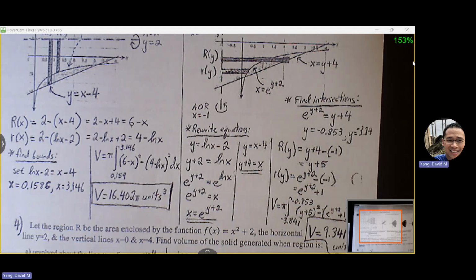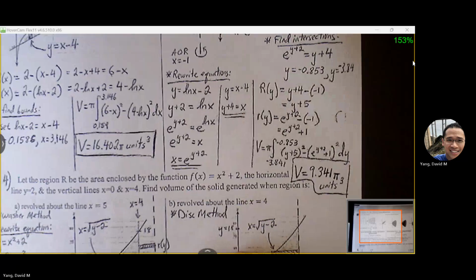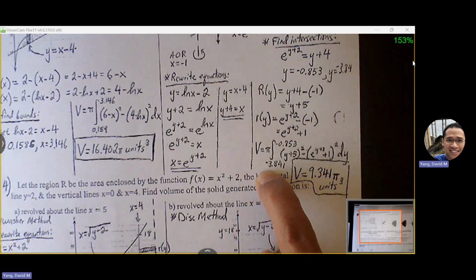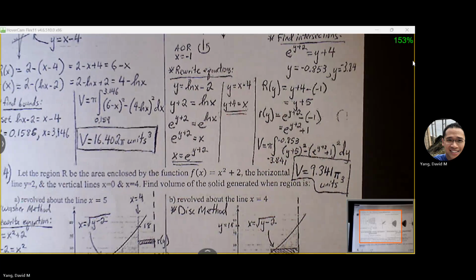And then this natural log graph, if I rewrite it in a different form, it needs to be x equals e to the y plus 2. So the small radius is e to the y plus 2, which is the curve, minus negative 1. So e to the y plus 2 minus negative 1, which is e to the y plus 2 plus 1. And then we just put it into our formula: big radius squared minus little radius squared. And then our bounds, lower y value to the higher y value. Again, you're putting y's down on paper, but in your calculator, you're using x's.